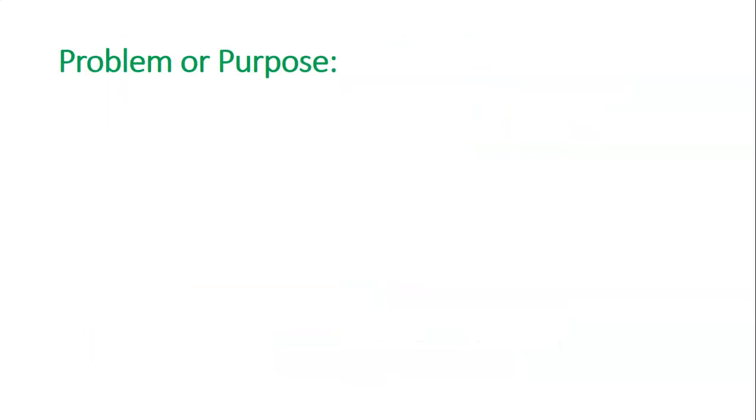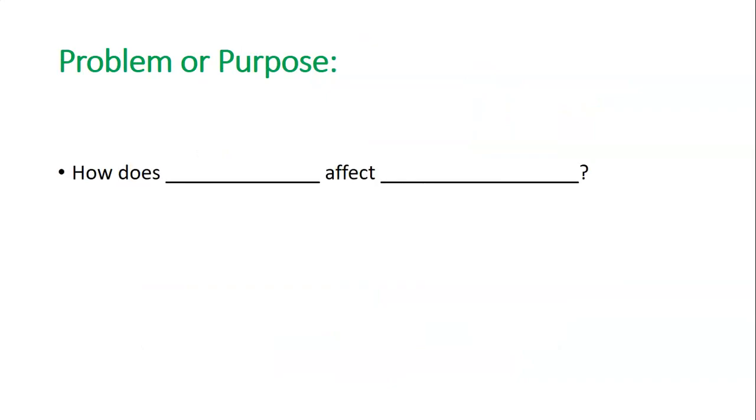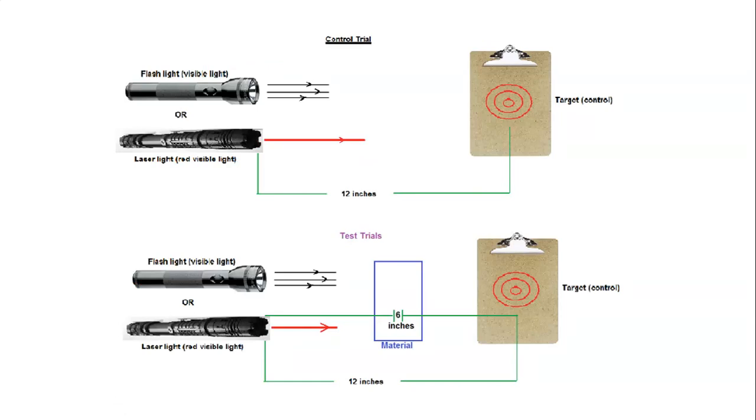So remember, to make a problem or purpose statement, we basically say, how does blank affect blank, right? How does the independent variable affect the dependent variable? So if we go back, what is the independent variable? Hopefully you see what you would have changed or manipulated on purpose in this lab was the material that you stuck in between the light source and the target. Remember that the type of light is not the independent variable because you're doing all of your trials with just the white light, and that's considered one lab. And then I would have you do the lab all over again using just the red laser light. But what you're actually changing is the material.